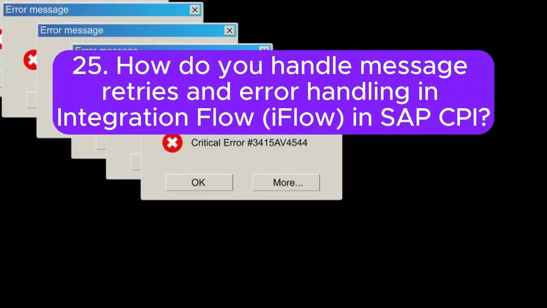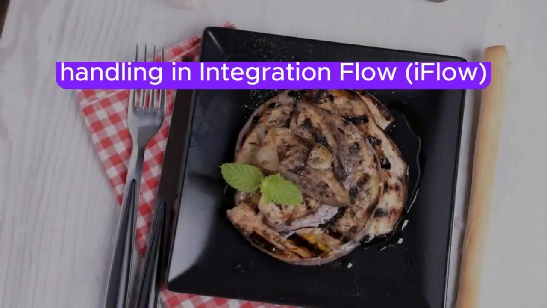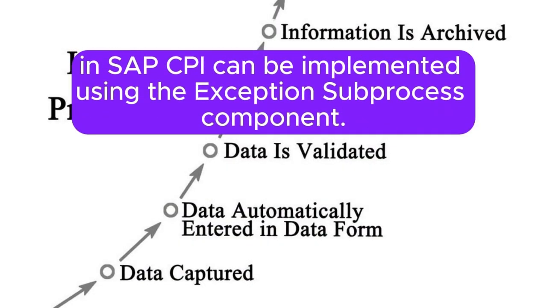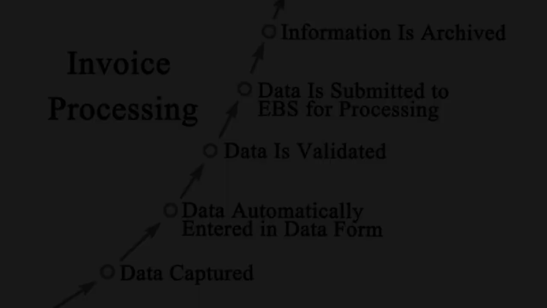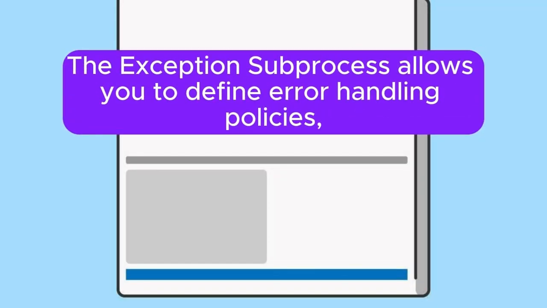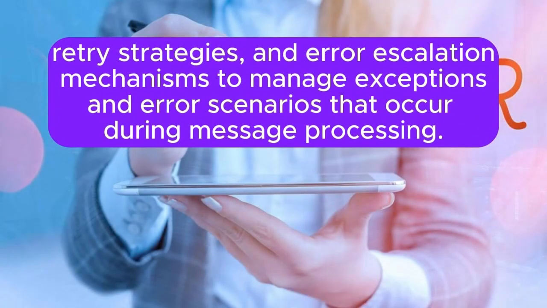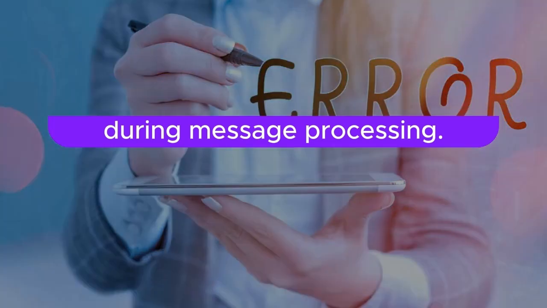25. How do you handle message retries and error handling in integration flow (iFlow) in SAP CPI? Answer. Message retries and error handling in iFlow in SAP CPI can be implemented using the exception subprocess component. The exception subprocess allows you to define error handling policies, retry strategies, and error escalation mechanisms to manage exceptions and error scenarios that occur during message processing.